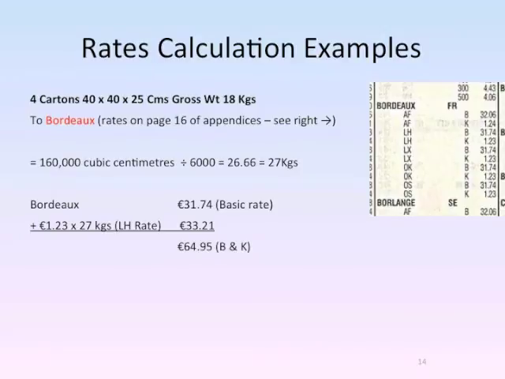So here we can see that the rate, the chargeable rate, is based on the volume and it's 27 kilos. So we look over at the rates and we have a basic rate of €31.74 and we multiply 27 kilos by the per kilo rate of 1.23 and we get €33.21. Add the basic rate and the per kilo rate together and we get €64.95. So this again is the rate we're going to charge to the customer.